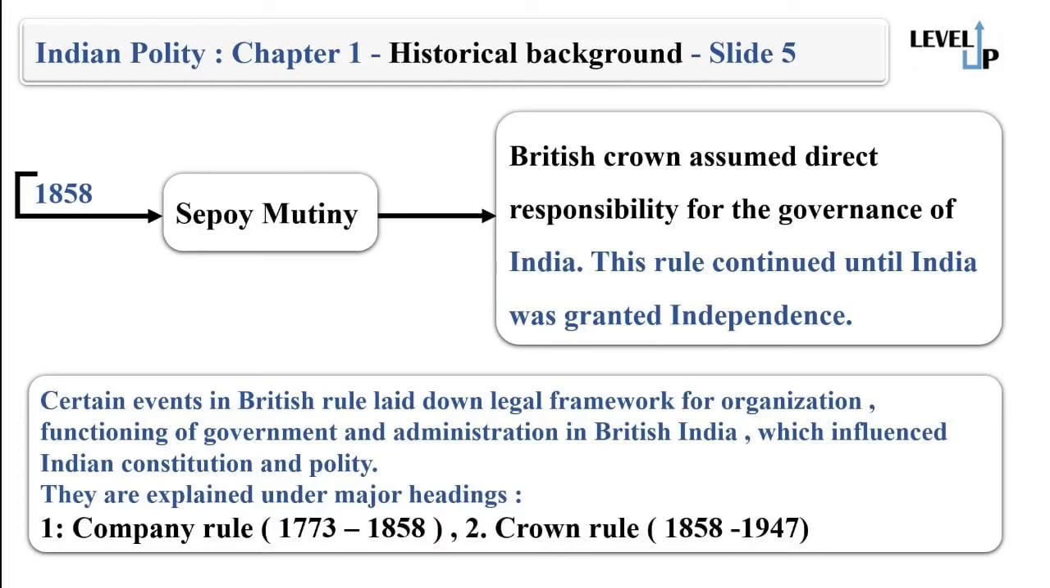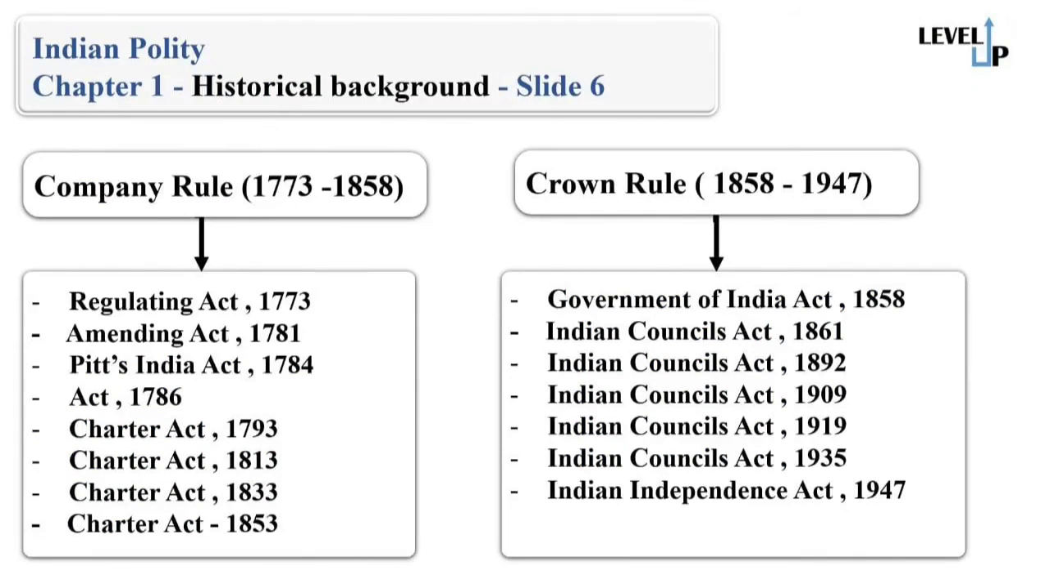Certain events in British rule laid down legal framework for organization and functioning of government and administration in British India, which influenced Indian constitution and polity. They are explained under major headings. First one is Company Rule from 1773 to 1858 and second one is Crown Rule, that is from 1858 to 1947. In our upcoming videos, we will discuss about Company Rule and Crown Rule.